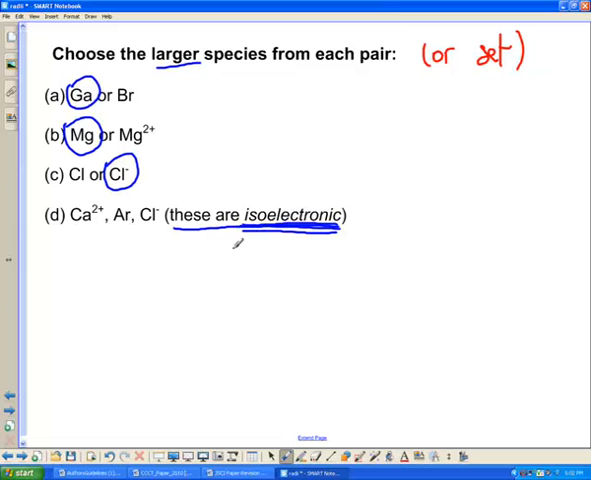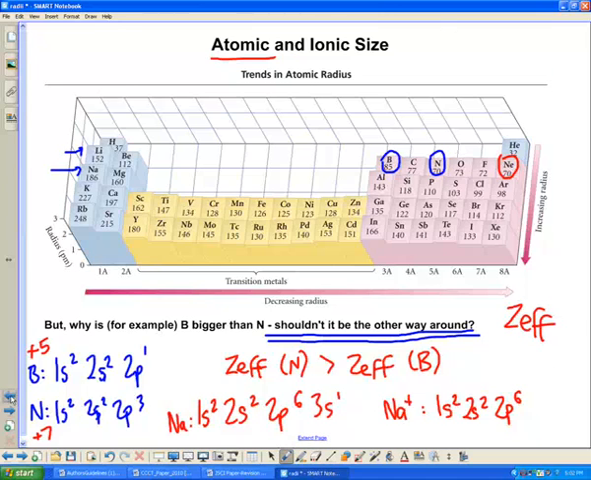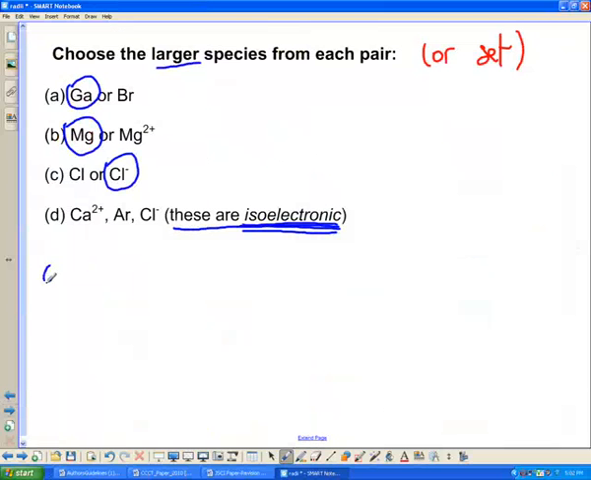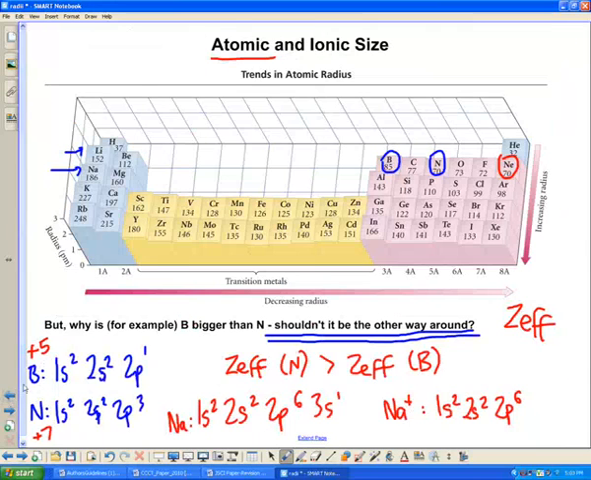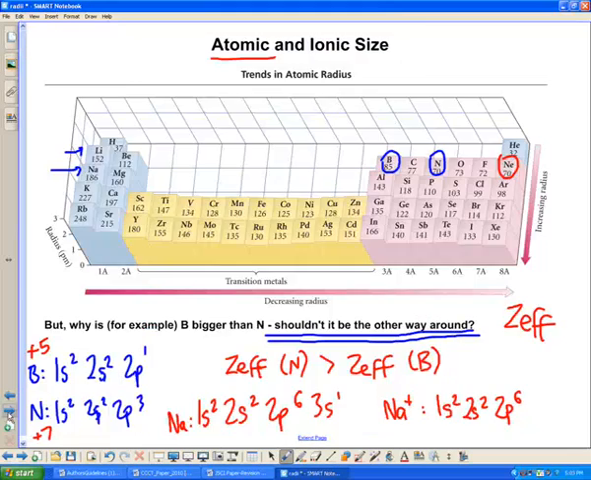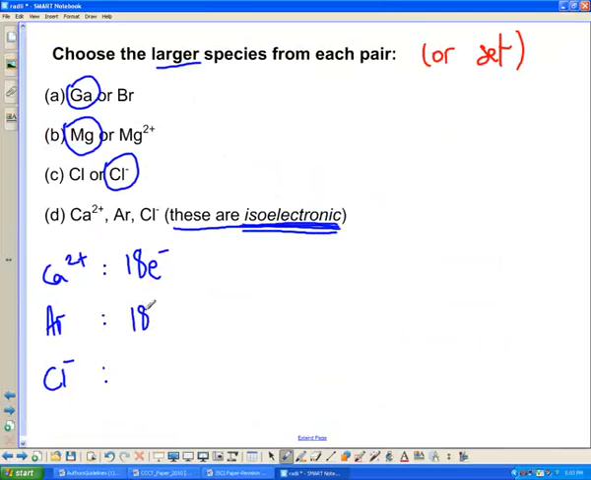All right, let's see if we can figure it out. Calcium 2+, all right, where is calcium? Calcium is here. Originally, calcium had 20 electrons. If it's lost 2, then calcium 2+ has 18 electrons, all right? And we're going to figure out the number of electrons for argon and for chloride. All right, let's do argon first. Argon, neutral argon, has 18 electrons. Chloride, after it gains 1 electron, also has 18 electrons, because originally it had 17. So they all have 18 electrons, which would suggest, well, aren't they all the same size? They have the same number of electrons.